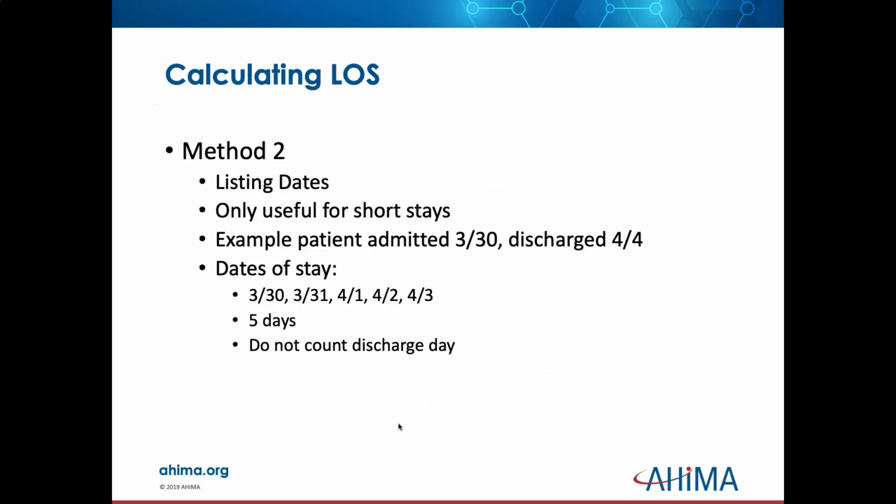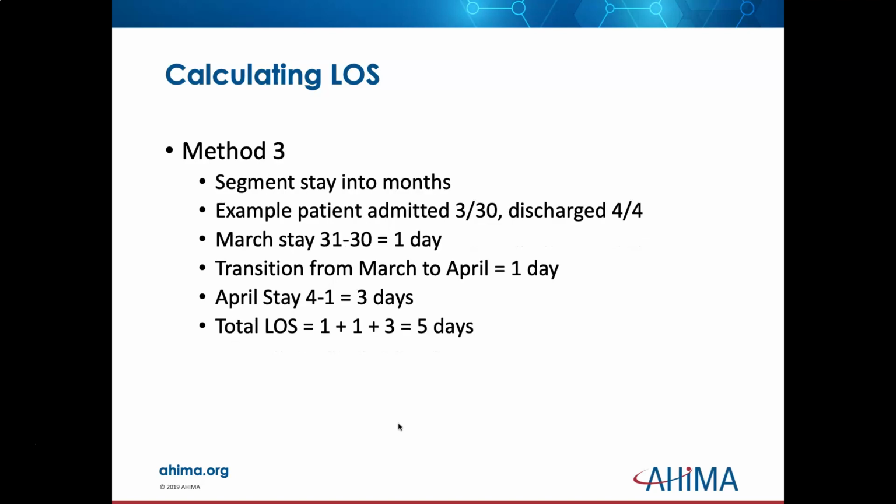All right, method 2, you list the dates and you add them up. But again, you got to remember, don't count the discharge day. Method 3, this is where you're adding and subtracting. So you look at the March stay, they had 1 day. Then you had a day where March was transitioning into April. Then you had 3 days in April. And so you add the 1 plus the 1 plus the 3 and get the 5.